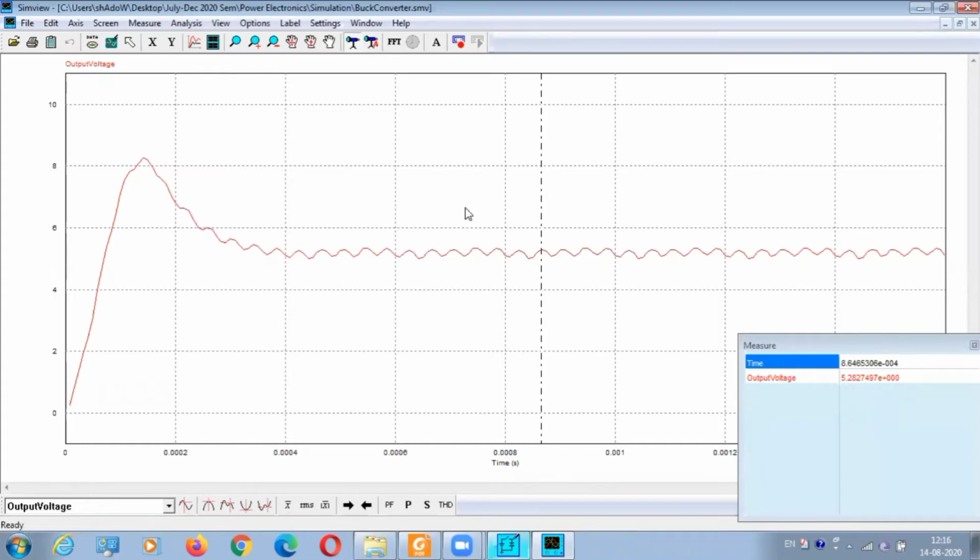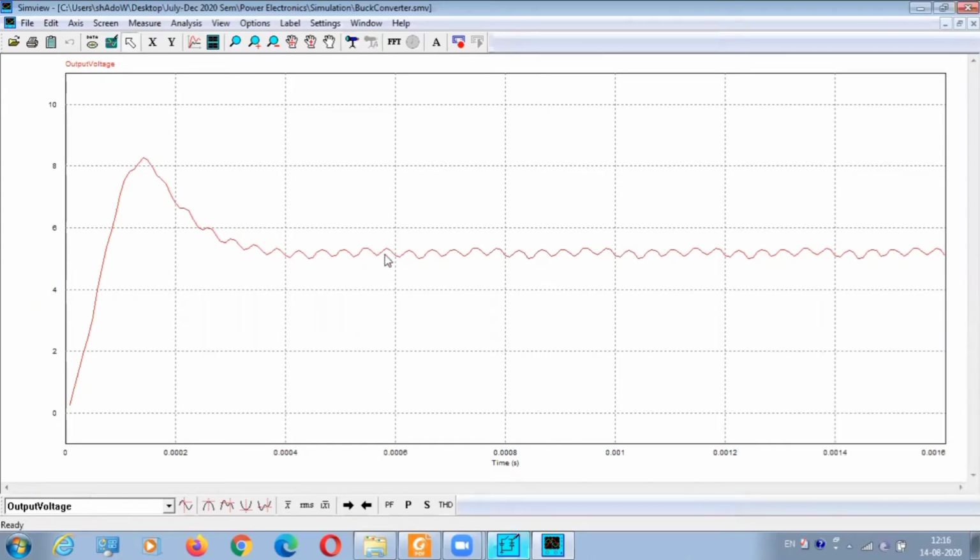Now what we are studying is this region, see, the steady state region. After this point, transient occurs. After this transient occurs, this waveform repeats. So this is the steady state region. We are studying this region.